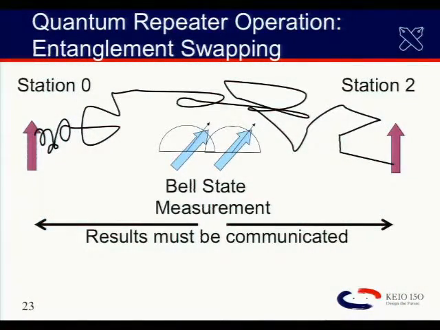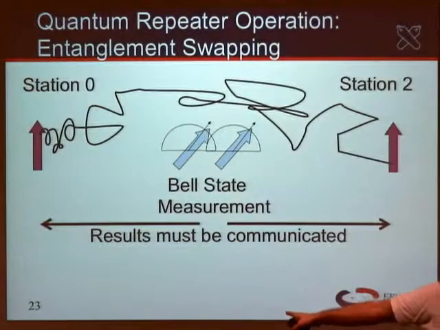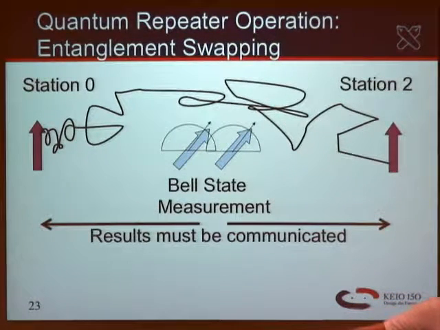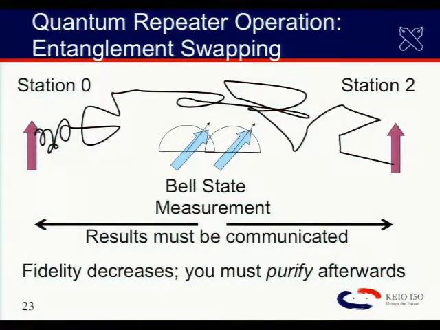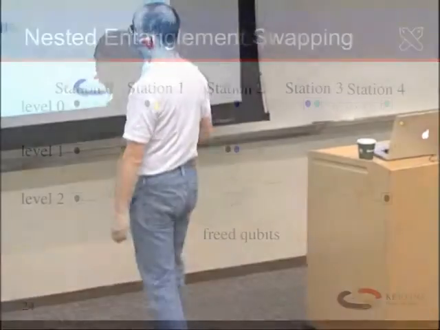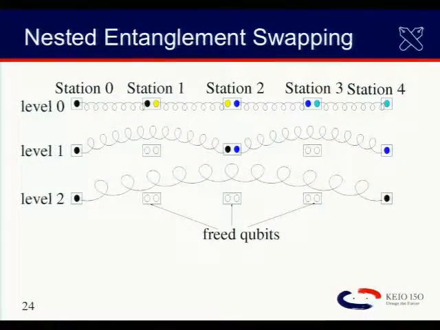Problem: the results of this Bell state measurement actually have to be communicated to the opposite ends. So this is why you don't violate relativity when you're actually doing this. Okay. Bigger problem, fidelity decreases when you do this. So you start with reasonable fidelity entanglement, and after you do this, you're going to have lower fidelity. That might be okay over 2 hops. It's going to be a problem if you're talking about 1,000 hops.